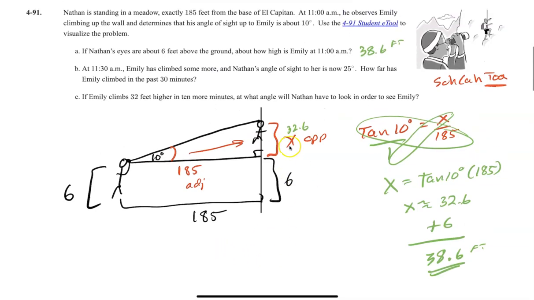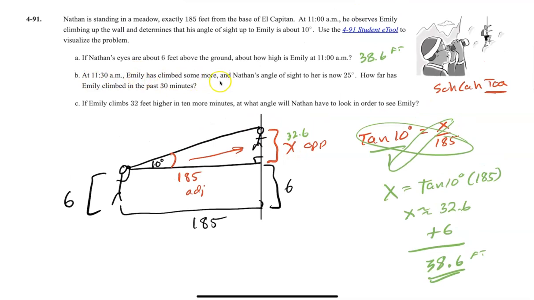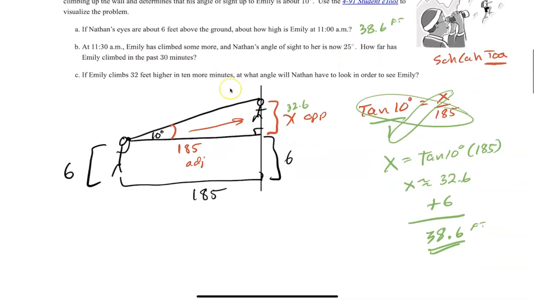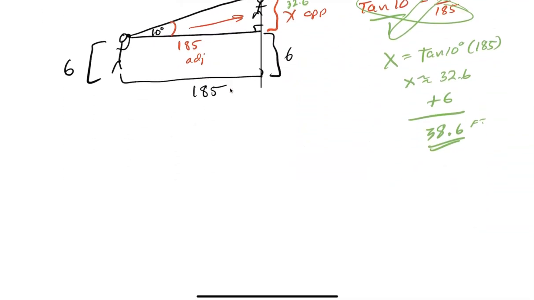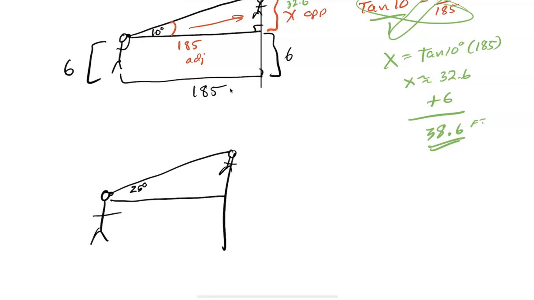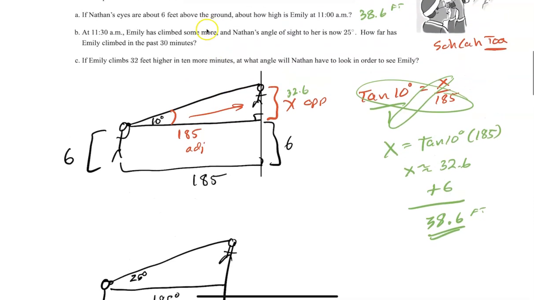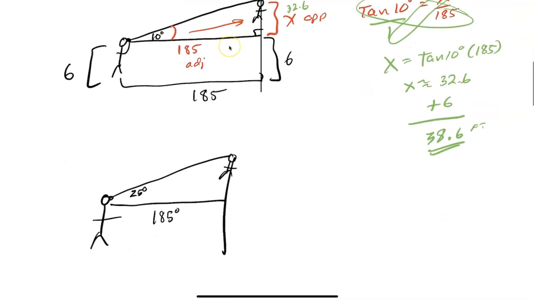Okay, 38.6 feet. At 11:30, Emily has climbed some more, and Nathan's angle of sight is now 25 degrees. How far has Emily climbed in the past 30 minutes? Ooh. So now, let's draw another picture here. Emily's even higher up. My picture's not drawn to scale. So now he sees that it's 25 degrees. This is still 185. The only difference is it's been 30 minutes. So we're still trying to figure out what x is here. It's still 6. So we're trying to find x again, but now it's a higher angle.